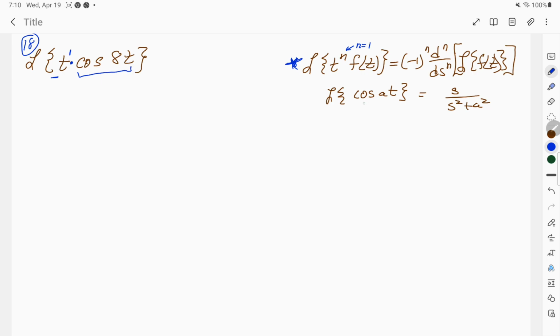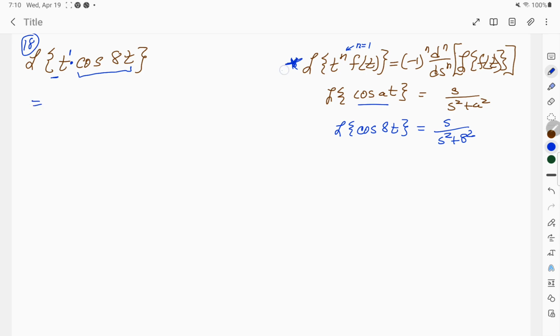And the Laplace of cosine of at is s over s squared plus a squared. So that tells me that the Laplace of cosine of 8t is s over s squared plus 8 squared, or s over s squared plus 64.